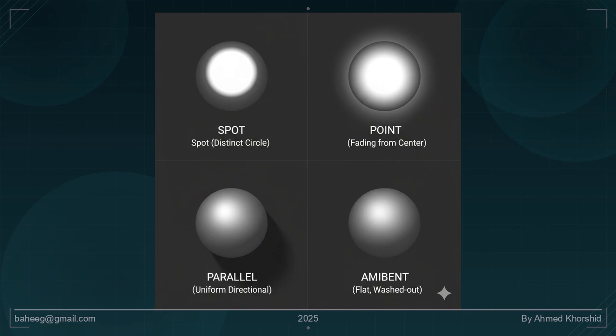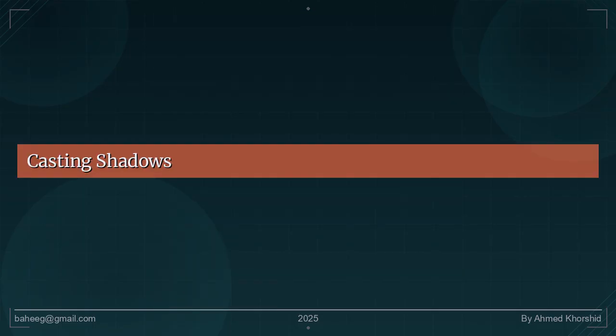Figure. Visual matrix showing a simple 3D sphere lit by the 4 different light types. 1. Spot. Distinct circle of light on the sphere. 2. Point. Sphere lit from center fading outward. 3. Parallel. Uniform directional lighting. 4. Ambient. Flat, washed out look. Labels underneath each sphere.